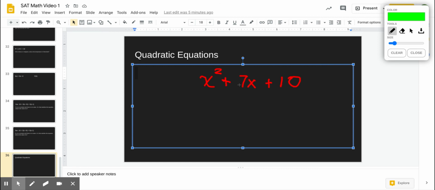Well, we know that 5 times 2 is 10, and 5 plus 2 is 7. So we'll have x plus 5 and x plus 2. There we go. Now what happens when a is not 1, when a is greater than 1?